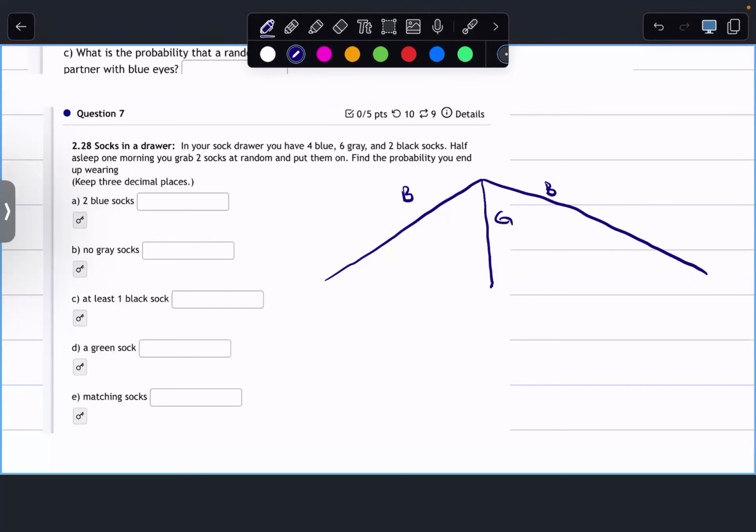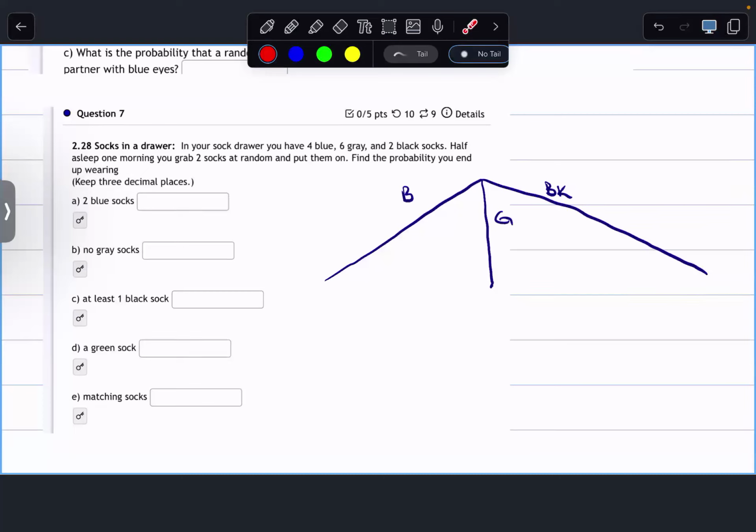Gray. I can't even do BL or anything. BK. Black. I don't know. I try to avoid using 2 letters because it gets confusing, but I don't know how else to do it. That's kind of sneaky. All right.